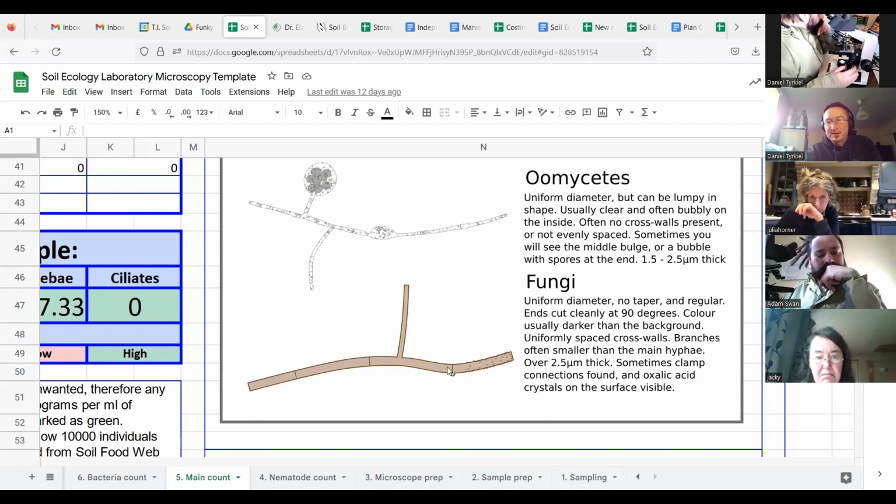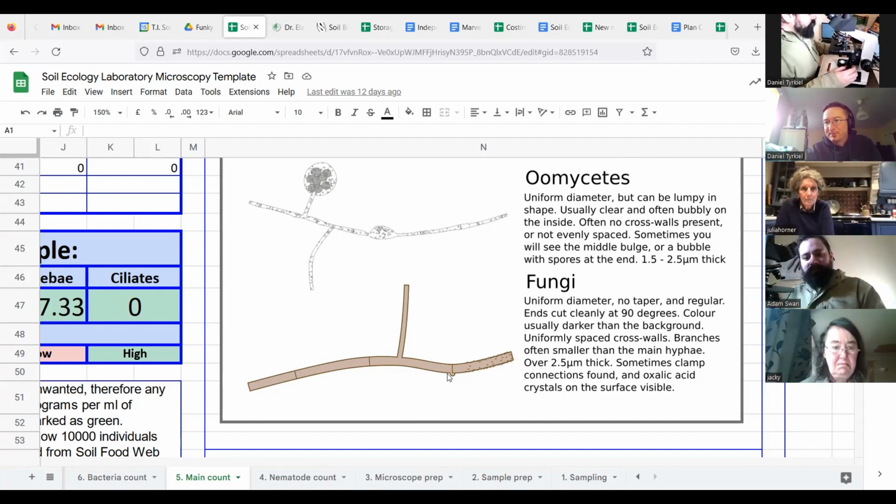And then, you'll be seeing to high heavens when you see clamp connections between cells. That basically means that fungi is there for the long term, and it's been there for a while, and it's been building structure in the soil or on compost.